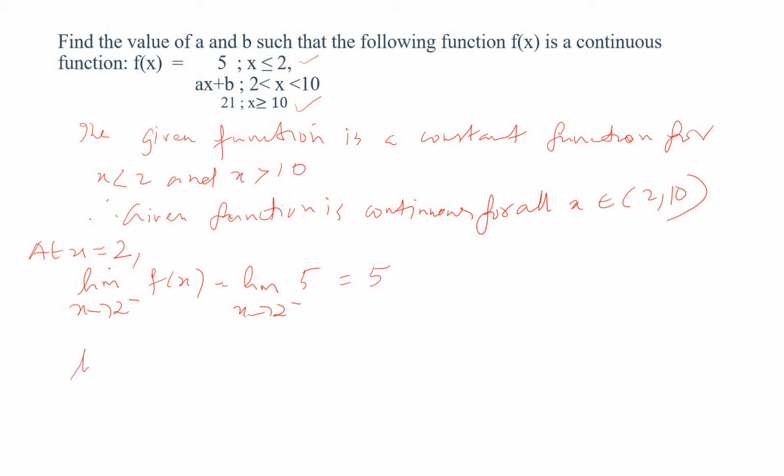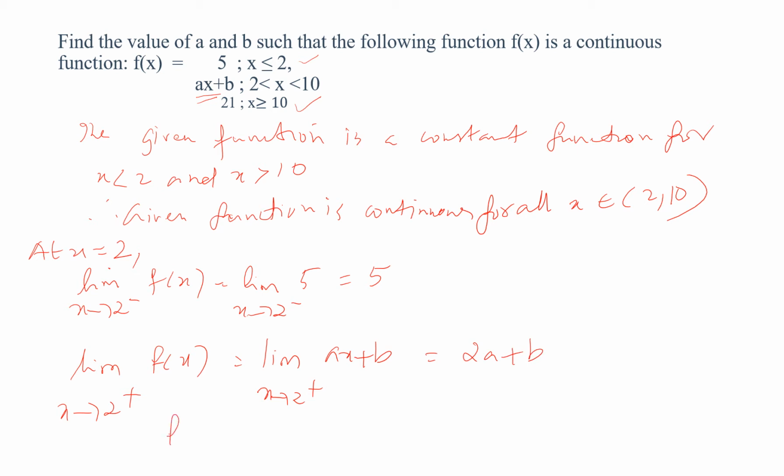Now we have to take the positive limit, x tends to 2 plus f of x. That means x is greater than 2. So that is coming here. This 2 less than x less than 10 means x greater than 2 but less than 10. So limit x tends to 2 plus f of x will be limit x tends to 2 plus of ax plus b. And then we have to apply the limit x is 2, right? So we will get 2a plus b.